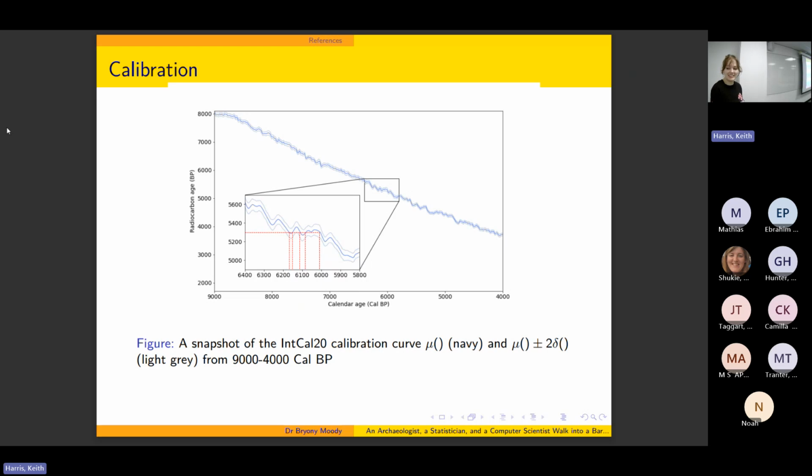So this is what the curve looks like. So some slight problems, of course. This is great. It means we can calibrate, but I hope you'd notice that that is not a one-to-one relationship. For example, if I wanted to try and calibrate 5,300, I've got 5 potential dates there just from the curve itself, not even accounting for the error.